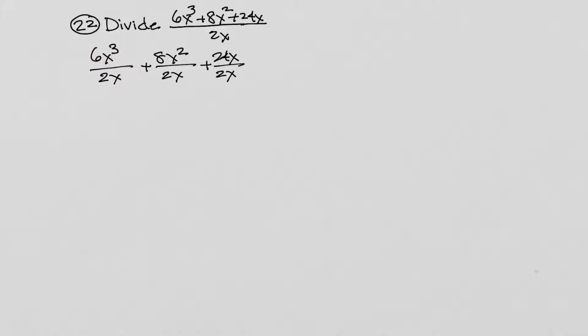So 6 divided by 2, there's a 3, and x cubed divided by x, 3 minus 1 is 2, so we'll get 3x squared plus 8 divided by 2 is 4, x squared divided by x is x, and plus 24 divided by 2 is 12, and these x's are going to cancel, right? This x and this x, they cancel out. So here we go. 3x squared plus 4x plus 12.